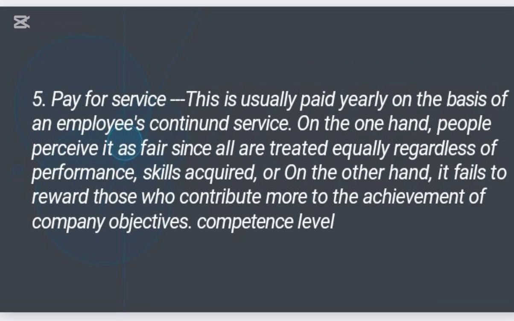Number 5, pay for service. This is usually paid yearly on the basis of an employee's continued service. On the one hand, people perceive it as fair since all are treated equally regardless of performance, skills acquired, or competency level. On the other hand, it fails to reward those who contribute more to the achievement of the company.